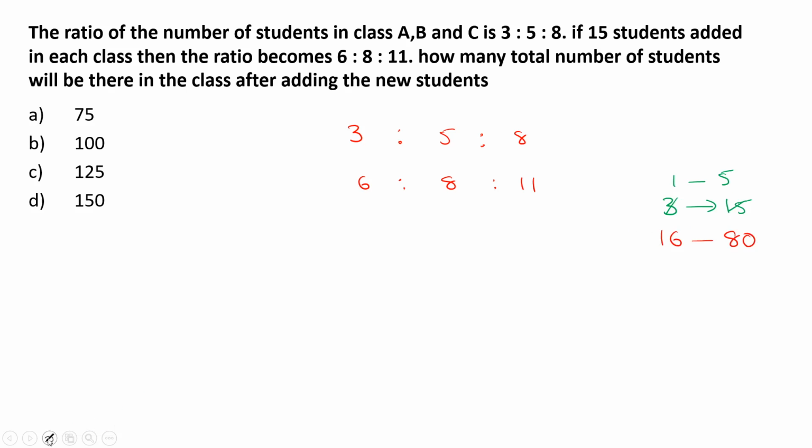That means the number of students before the new students were added was 80. But there was an increase of 45 students in those classes: 15 students were added in each of 3 classes, so 15 times 3, that is 45 new students were added. Then the present total number of students becomes 125. That is option C, 125 is our answer.